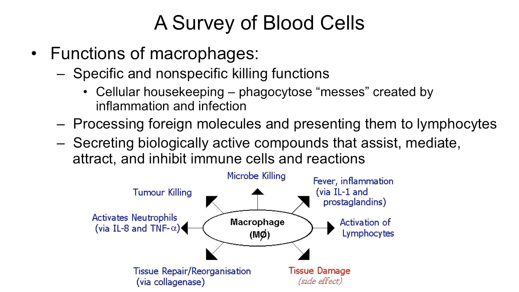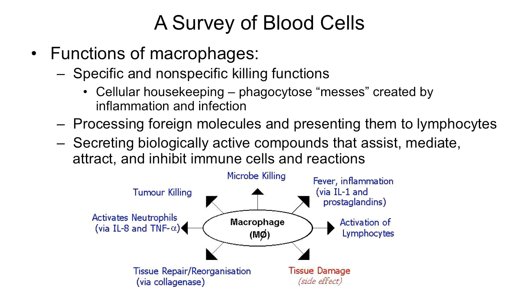So what do they do? They have some specific functions, but they also have a lot of non-specific functions. They help with cellular housekeeping. They're going around cleaning debris and damage that are created by the inflammation and the infection. They're really good at processing some of those foreign molecules that are being shown by bacteria and viruses and then showing them to the immune system to activate it. And they're able to secrete biologically active compounds, which you're going to call, for example, fever and inflammation cytokines, so the hormones of the immune system, that can assist, mediate, attract, and inhibit immune cells and reactions.